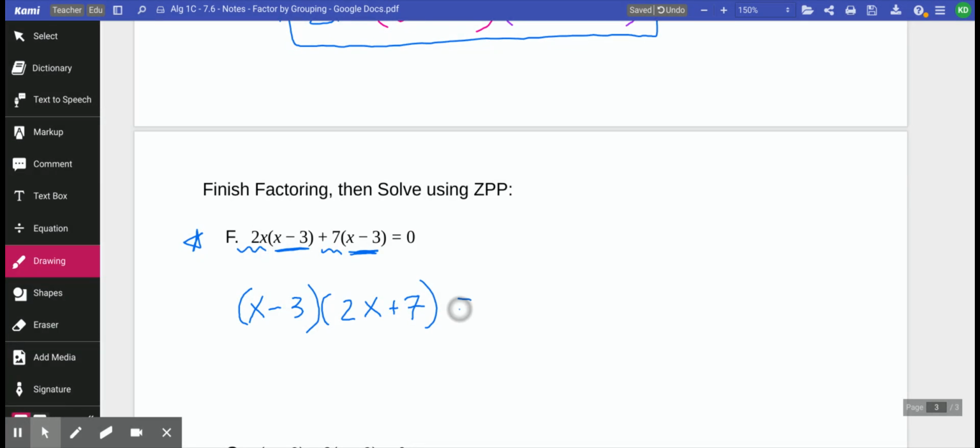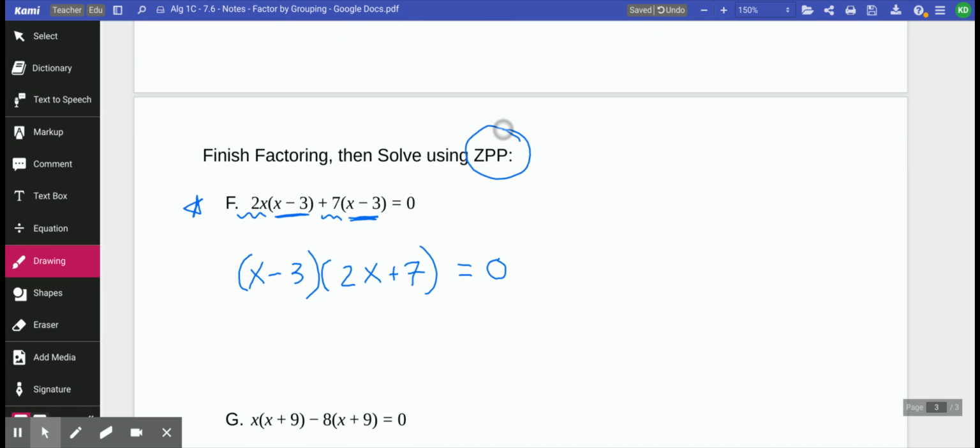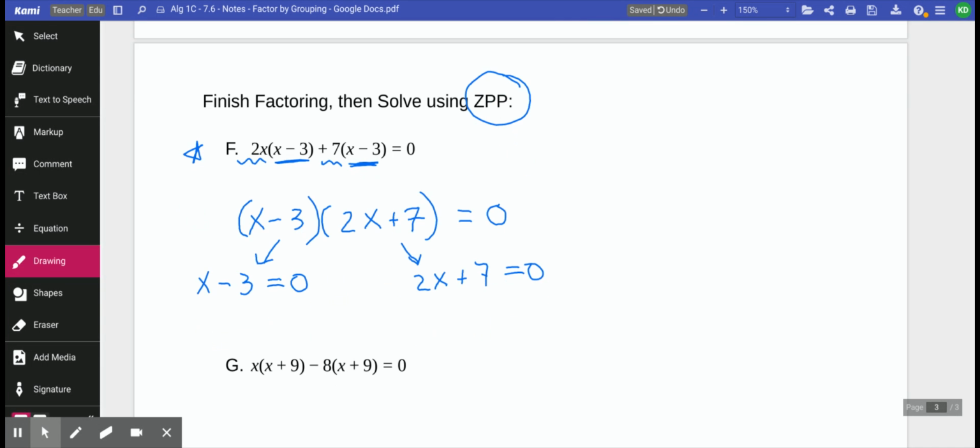But now we have this equals 0, right? So let's refresh ourselves on how we use our zero product property. When we multiply two things and we get 0, we know that one of those two things must be 0. So we're going to set both of these equal to 0. That's all we do, and then we solve our equations. So x minus 3, we have to add 3 to get x by itself. We get x equals 3. That's going to be one of our solutions.